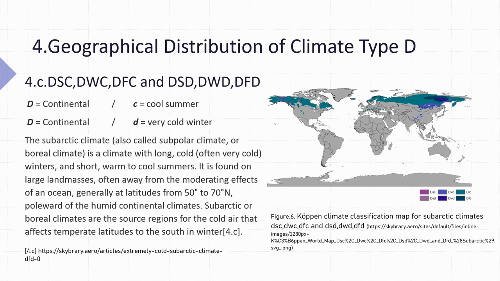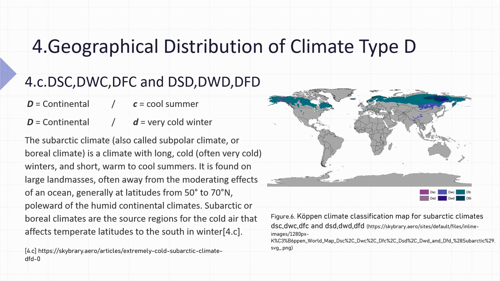Subtitle C and D represent cool summer and very cold winter. So DSC, DWC, DFC, and DSD, DWD, and DFD represent subarctic climates. It's also called subpolar climates or boreal climates. It's a climate with long, cold winters, often very cold, and short, warm to cool summers.